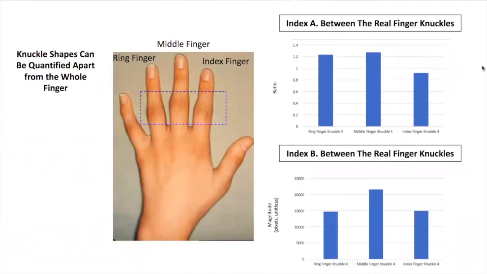Next, we compared both index A and index B across the three real fingers that we started with. As you can see in the top graph, index A is good at quantifying the shape of the knuckle on the index finger apart from the other two fingers. And in the bottom graph, index B readily distinguishes the shape of the knuckle on the middle finger apart from the other two fingers. This is exciting to us because it shows that we can precisely quantify knuckle shapes through images that can be taken from a smartphone camera.